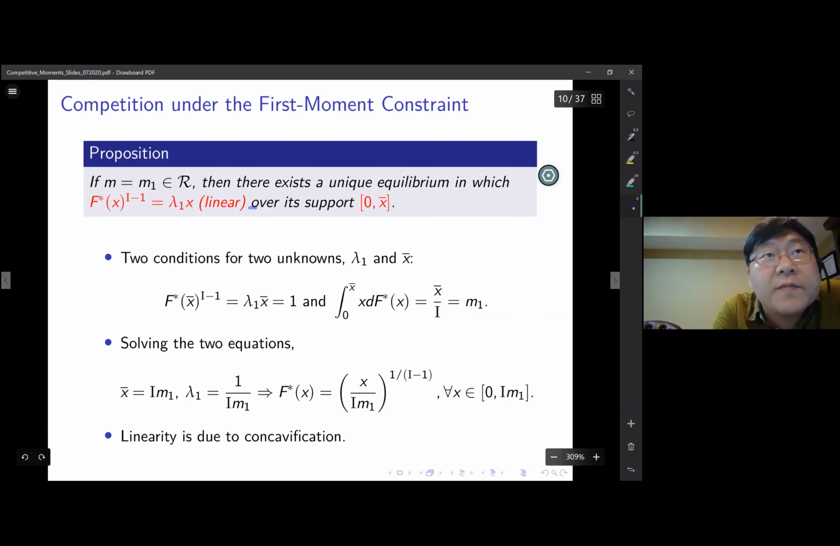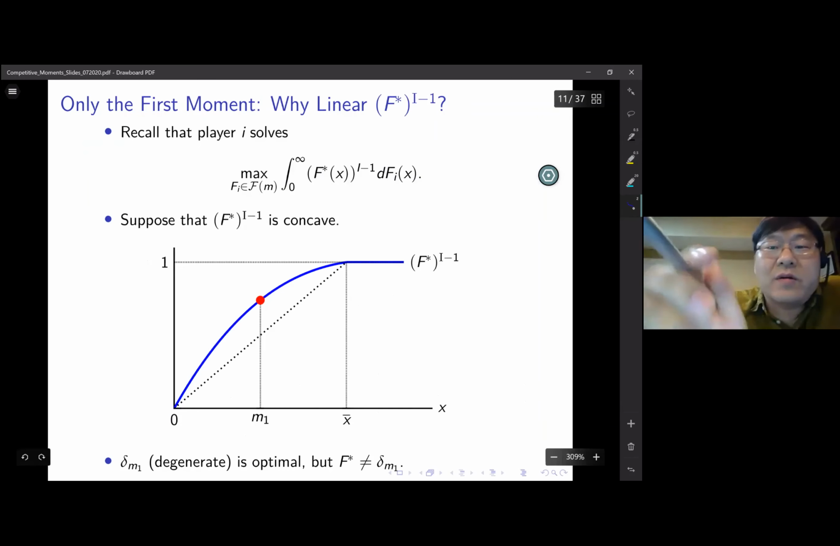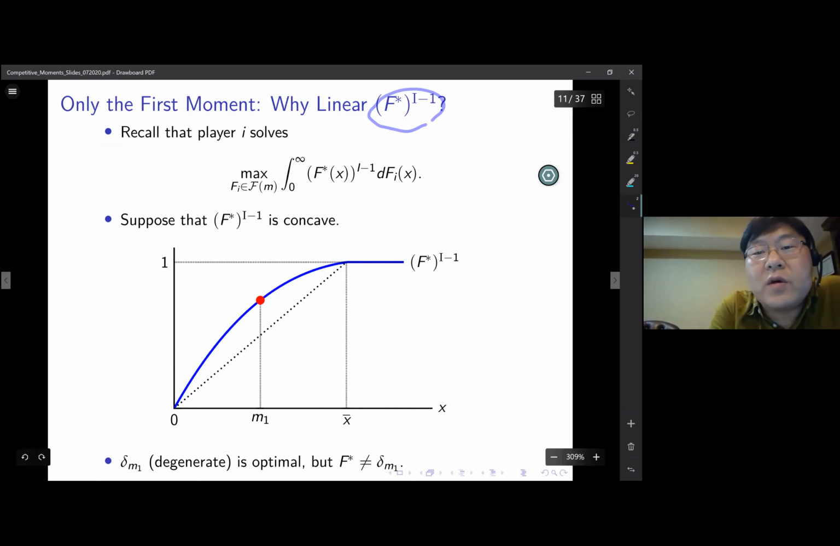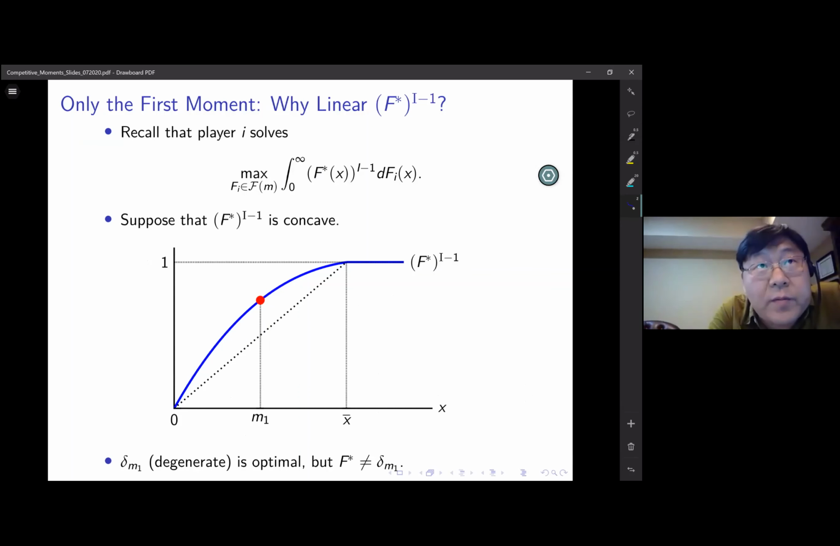So why must f star to the I minus 1 be linear? And in short, this is because each player's optimal solution can be characterized through concavification. But let me give you a more detailed argument because I think this part is good. So first, this f star to the I minus 1, what is this? Well, recall that this actually appears in the individual player's problem this way.